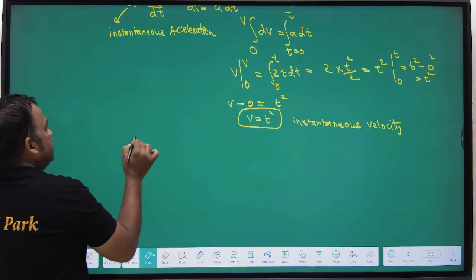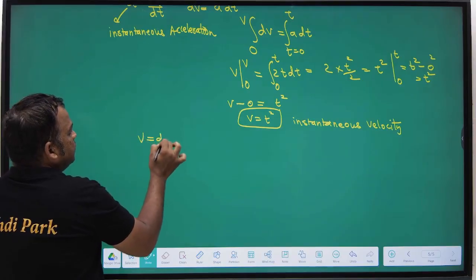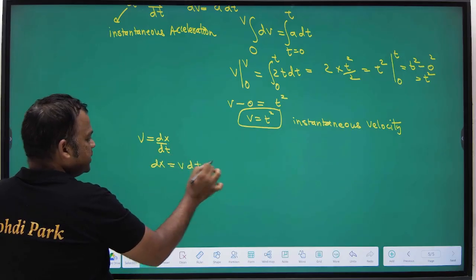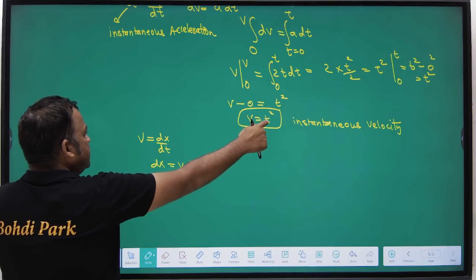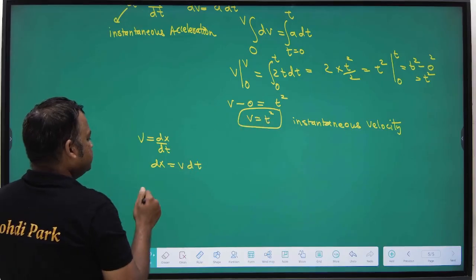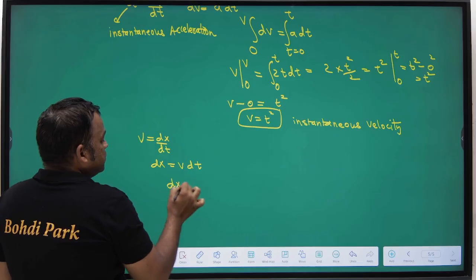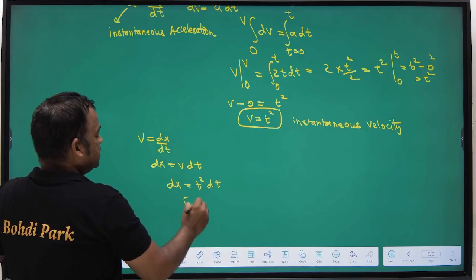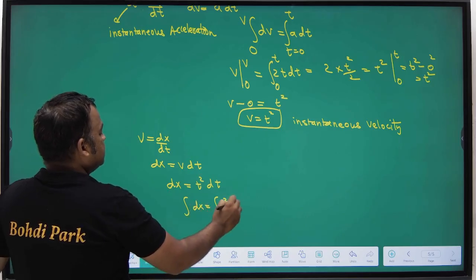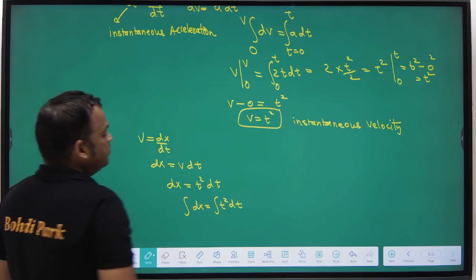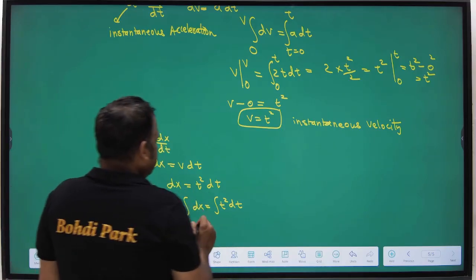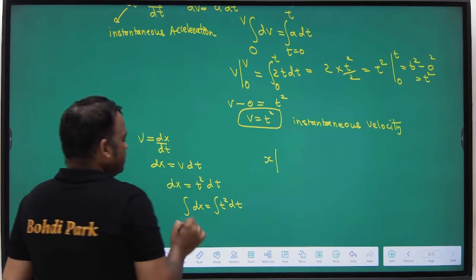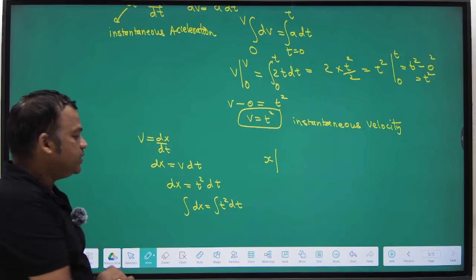Now we will write v is equal to dx by dt. So dx is equal to v dt. Now substitute v as t square here. So dx is equal to t square dt. Now integrate on both sides. So integration of dx is integration of t square dt. So integration of dx is x. Now limits also we have to think.